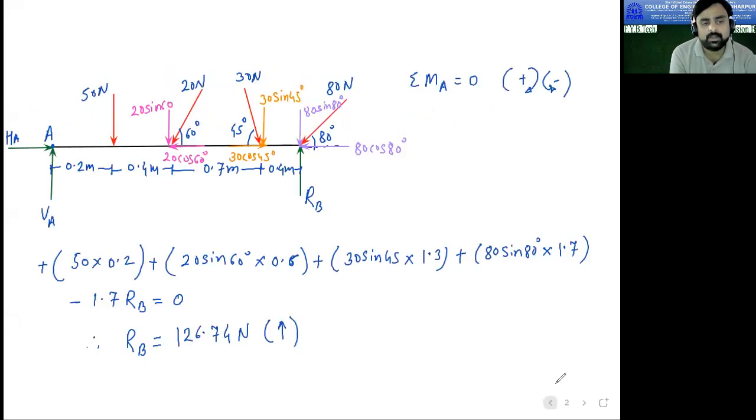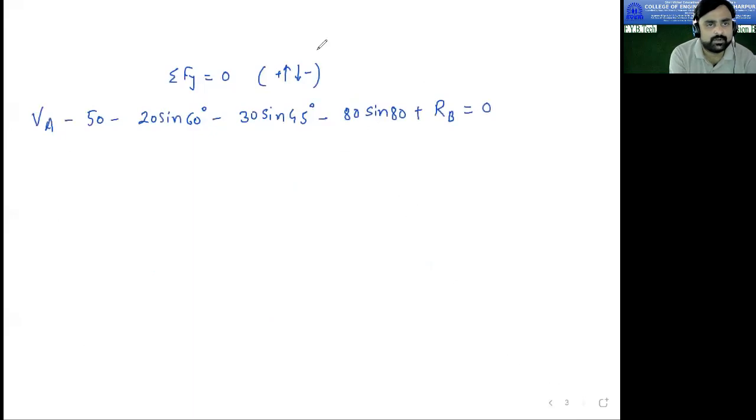What is the value of RB? It is 126.74. Okay. So put that value over here, the value of RB. So here you can put RB as 126.74. If you put this value, you will get the value of VA.